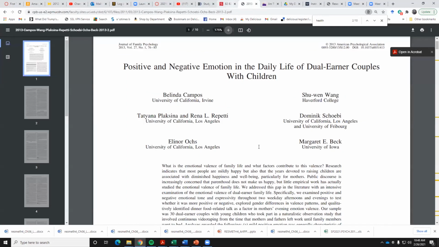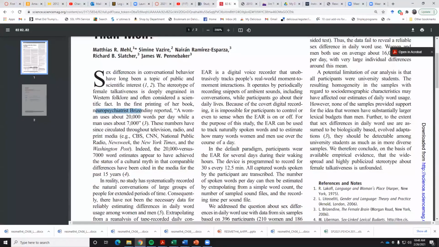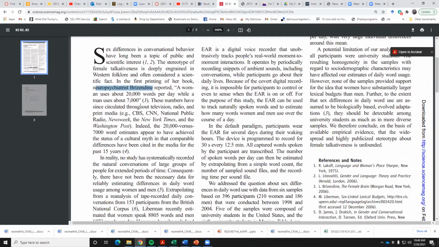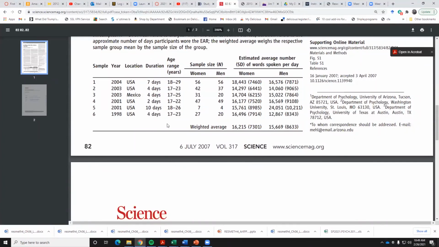The paper isn't that big. Here it is. And they review the fact that up to this point, neuropsychiatrists report women are just a lot more verbal than men, and a whole bunch of citations show this is an established thing that people actually think. However, if you go in and look at the data assessed using EARs across a variety of days and look at the age ranges involved, the number of words spoken per day by men and women are really quite similar.